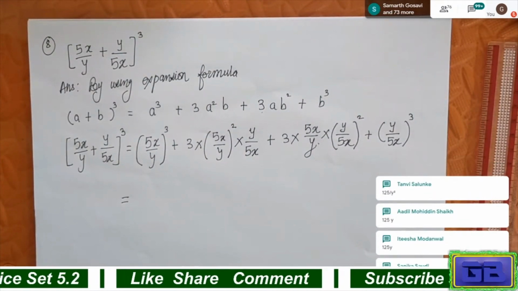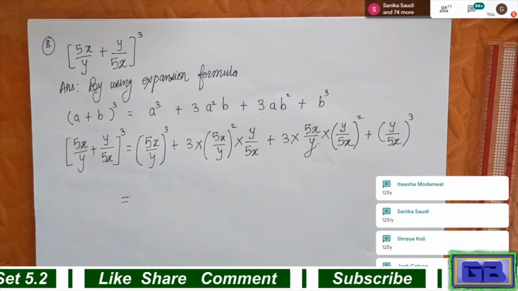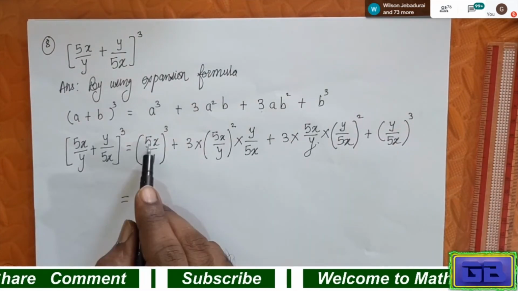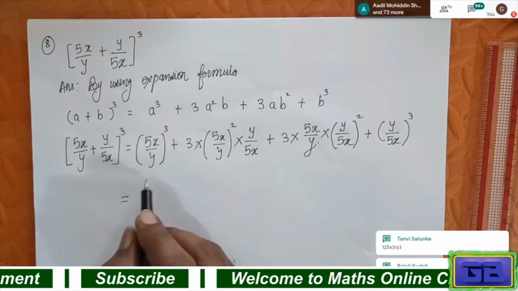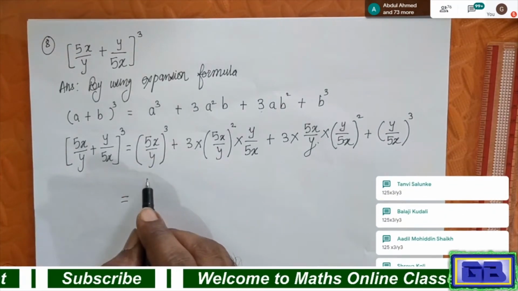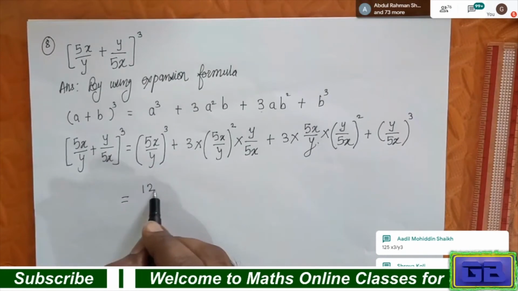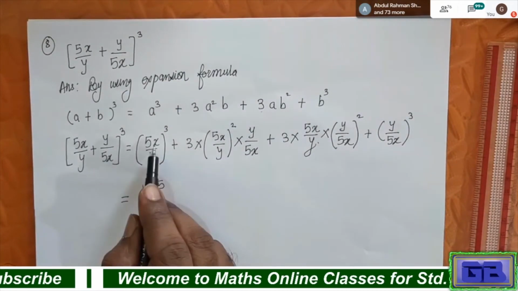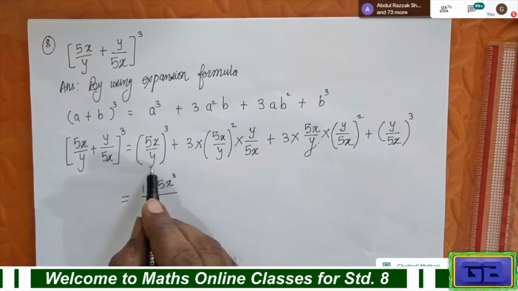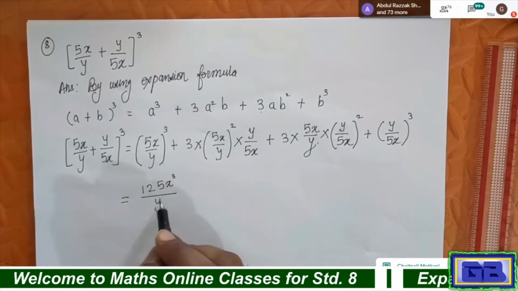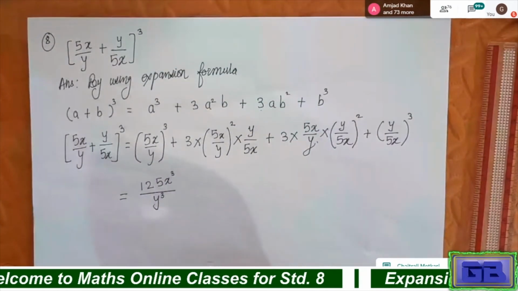Sir, 125x cube upon y cube. Yes, correct. Okay, solve it. Cube of 5 is 125. Yes, now many are typing correct answers. 125. Cube of x is x cube, upon cube of y is y cube. This is the correct answer.